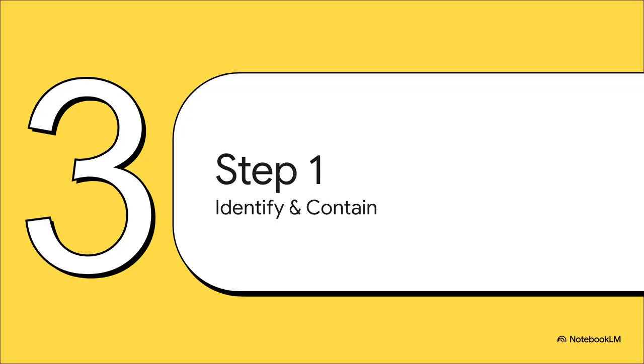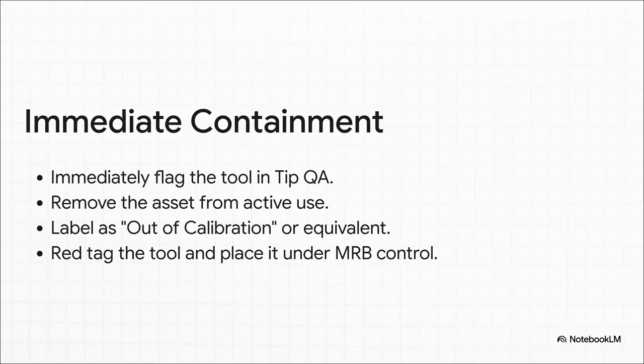Okay, let's get into the nitty-gritty, starting with step 1, identify and contain. The moment an OOT condition is confirmed, a clock starts ticking. These first few actions are your immediate, non-negotiable priority. The number one rule is simple. Stop that tool from being used, period.